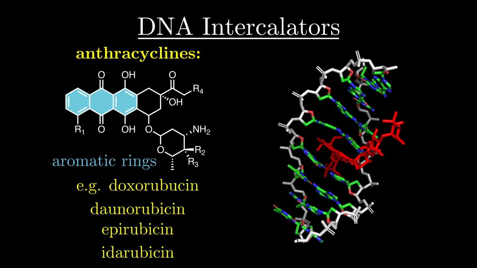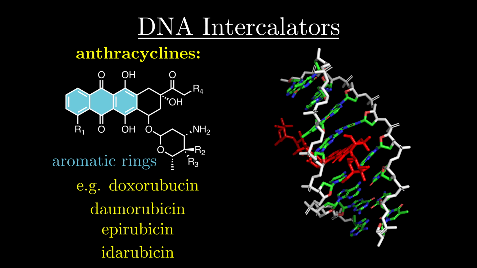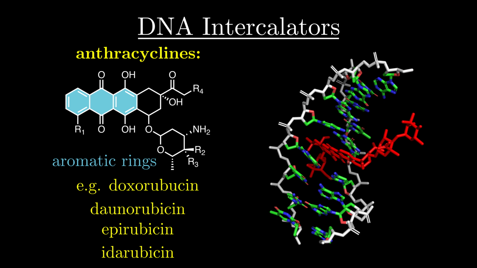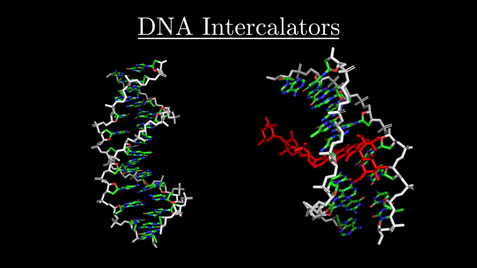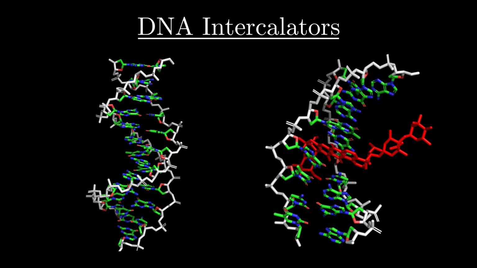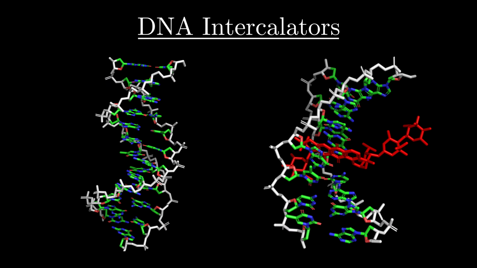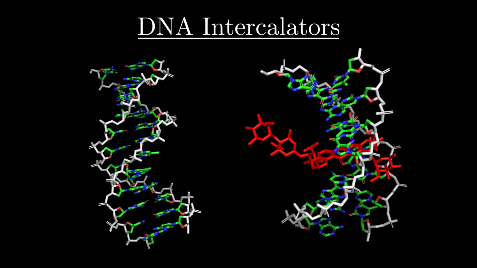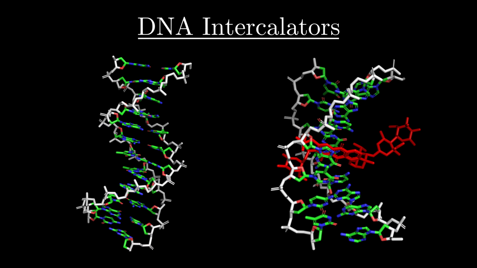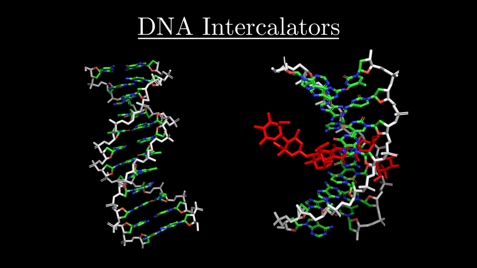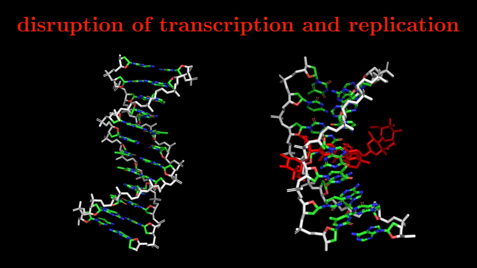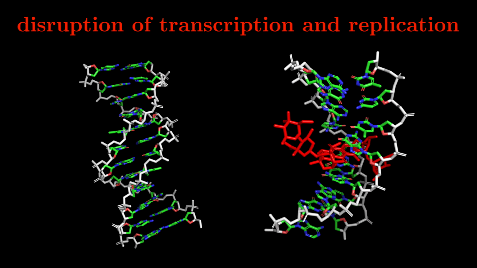Here on the right, we have a structure of B-form DNA with an anthracycline intercalating between 2 base pairs. And on the left, we have a normal structure of B-form DNA. You can see that the anthracycline has pushed the 2 neighboring base pairs further apart, and this has distorted the local structure. Because of this, proteins cannot interact properly with DNA, meaning that processes like transcription and replication are disrupted.